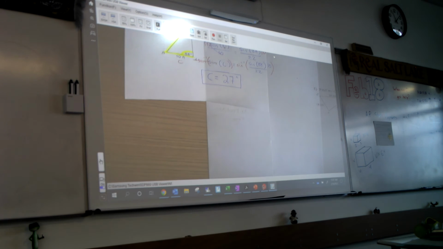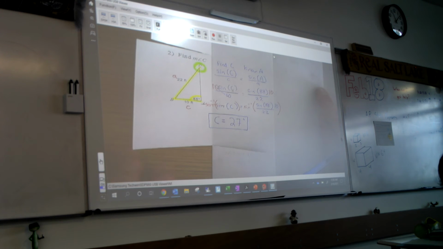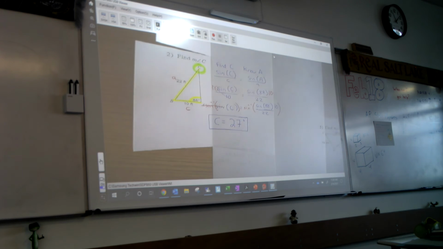Alright, so if you're given a side-side angle combination, this is how you would solve it using the law of sines. Okay? So now, I've got a side-side angle, and we've also got the side angle angle or angle angle side. Let's go to our last one here, all right?